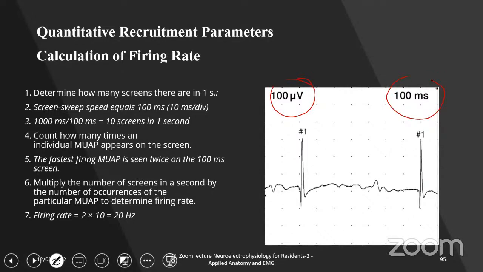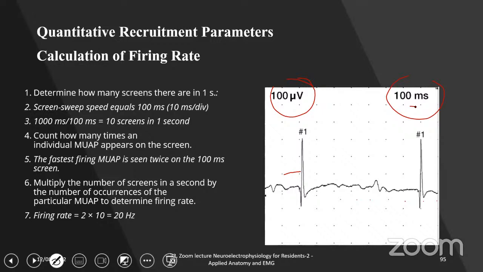Determine how many screens there are in 1 second. The screen sweep speed equals 100 milliseconds per division, so 1000 milliseconds divided by 100 milliseconds gives 10 screens in 1 second, 1, 2, 3, 4, 5, 6, 7, 8, 9, 10 divisions. In 10 screens in 1 second, how many times does an individual MUAP appear on the screen? 2 times. The fastest MUAP is seen twice on the 100 millisecond screen like this.